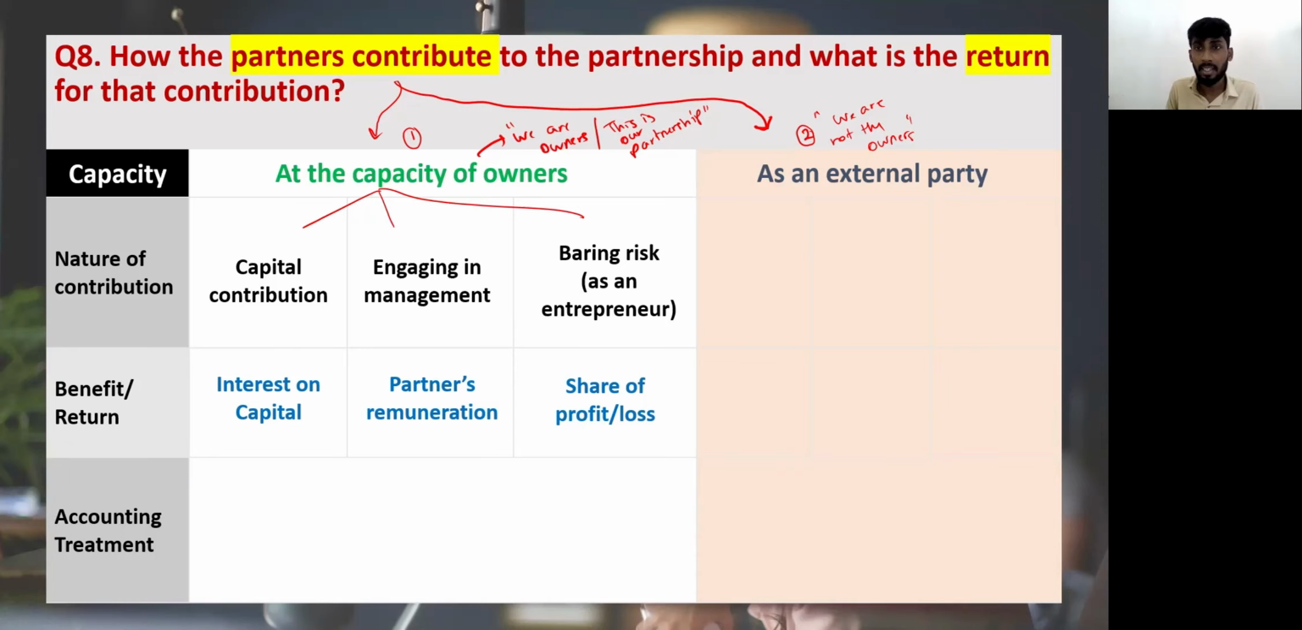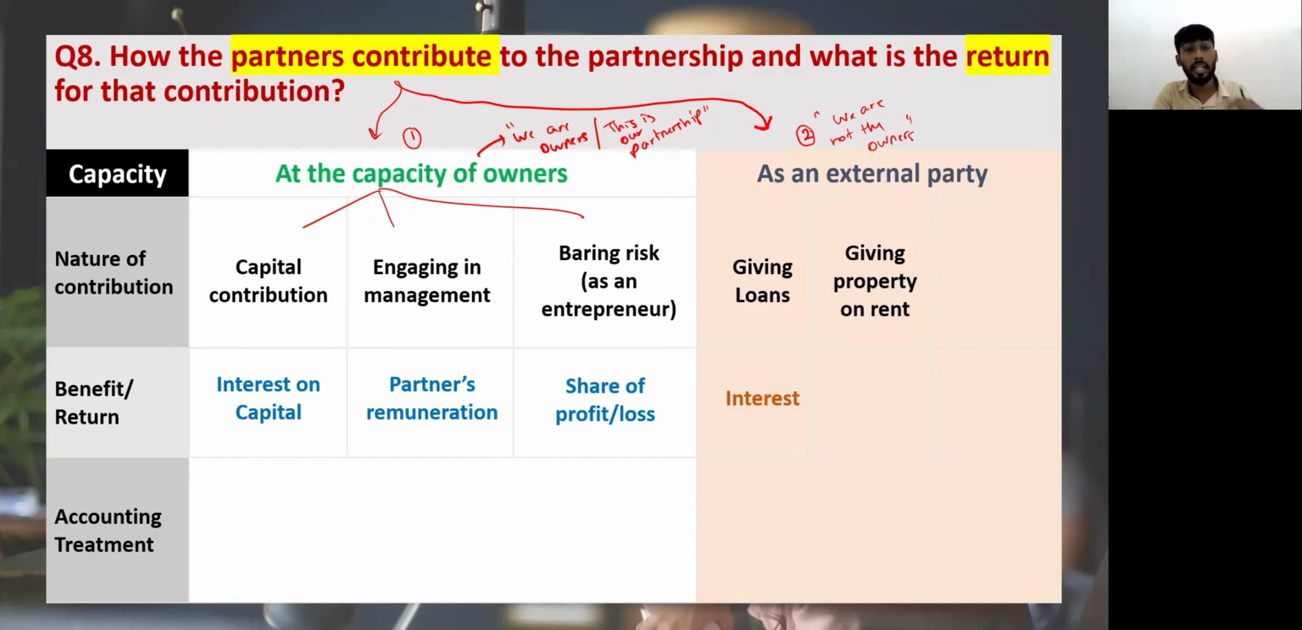That's how they say. As an external party, they can give loans. Now, if we are owners and we give money to the business, then it becomes capital. But if we are an external party, how can it be capital? So it can be a loan. If they give loans, they can get interest. For a loan, what we get as a return is interest.